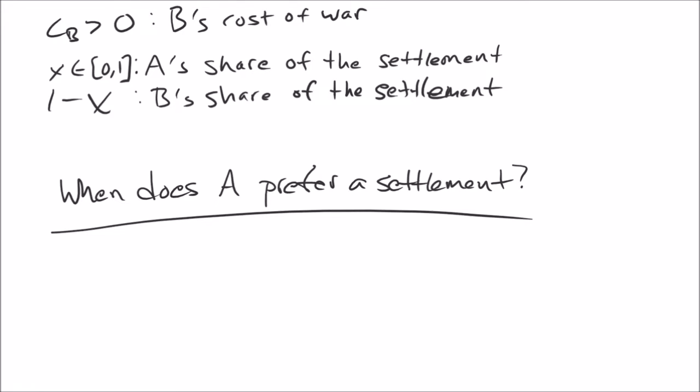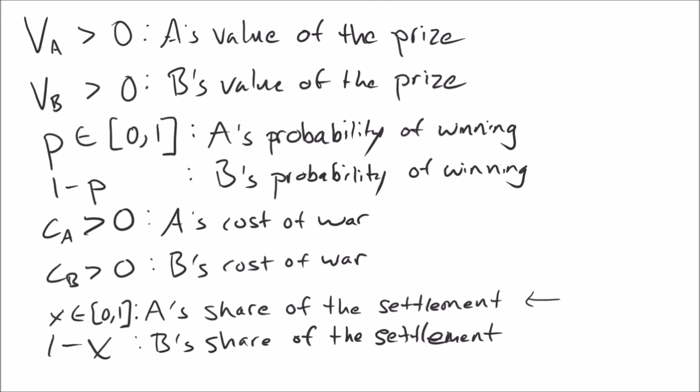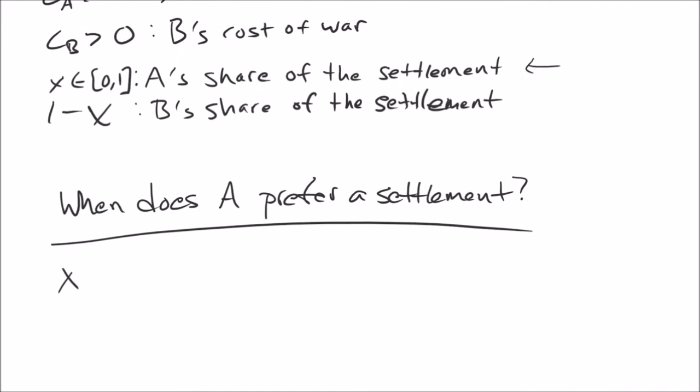Okay, well, we have up here that A's share of a settlement is going to be X. That's a percentage share of the good. And so if it's receiving X in a settlement, we're going to be multiplying that by A's value of the prize, which is VA. So it's getting X percentage of the total value, which is VA. That's what happens if it settles.